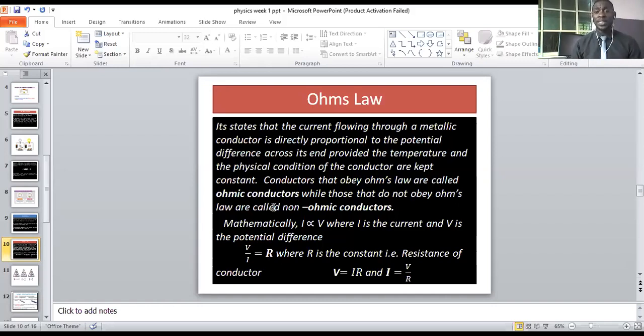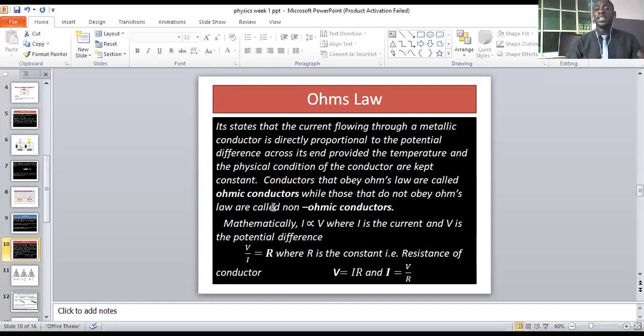We all know what potential difference is. That is the work done in moving a positive charge, a coulomb of charge, from one point to another. What we mean by directly proportional is that when there's an increase in current, there's also an increase in potential difference. When there's a decrease in current, there's a decrease in the potential difference.